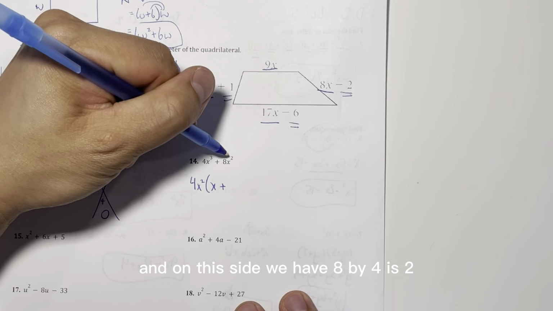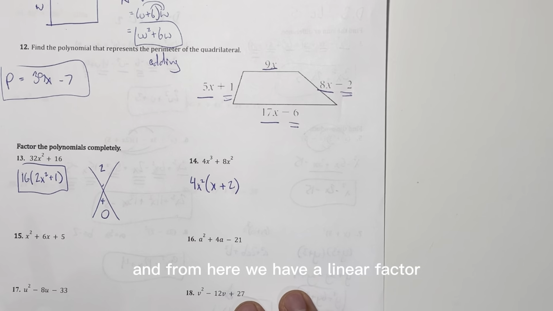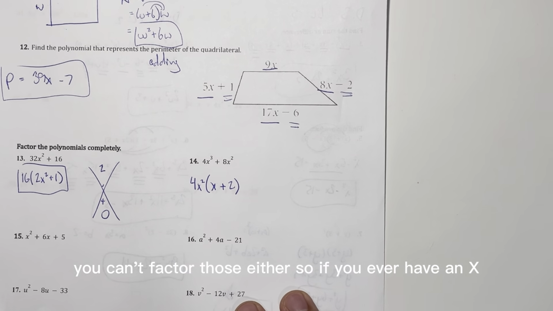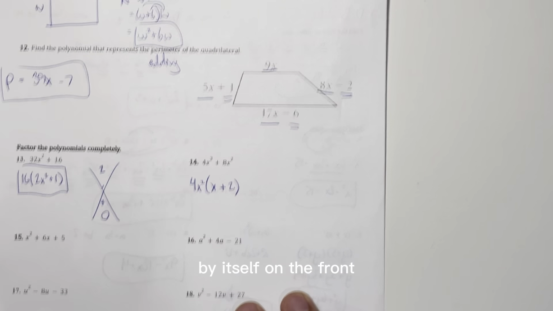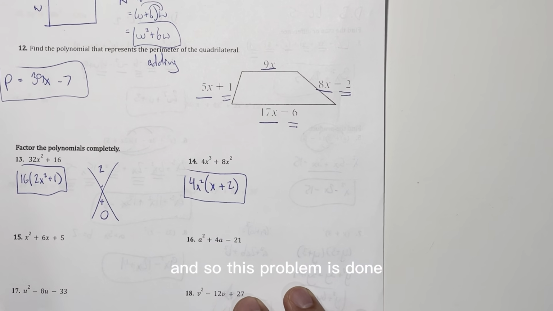Then on this side, we have 8 by 4 is 2. The x squareds cancel. And from here, we have a linear factor. And we've got this guy off on the side. You can't factor those either. So if you ever have an x by itself on the front, it just doesn't factor anymore. It's already factored. And so this problem is done.